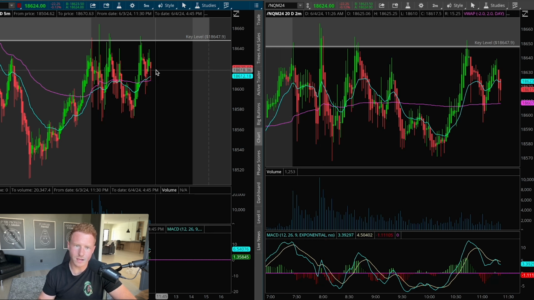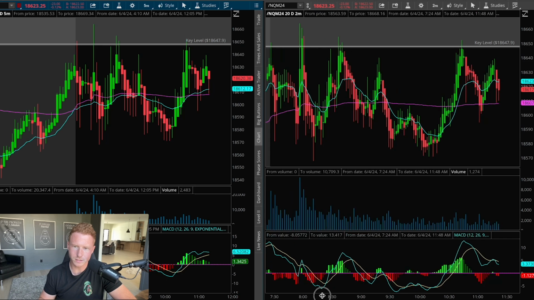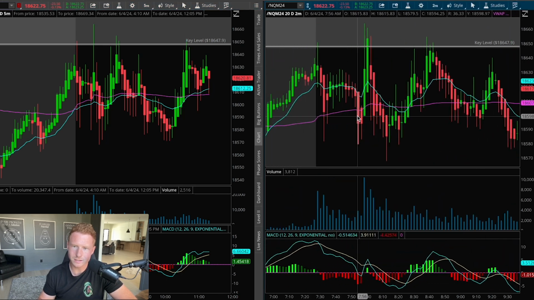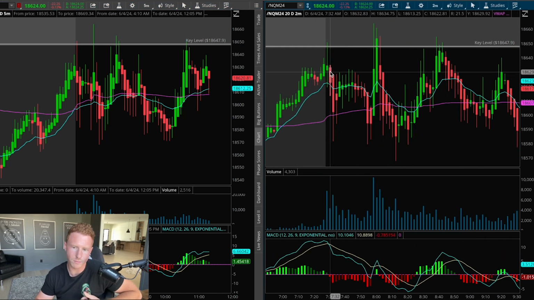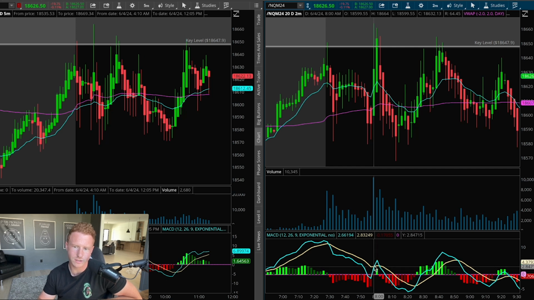So the 5 minutes on my left tells me the trend, right? The 2-minute gives me those confirmations. I'm just going to zoom in here. As you can see, when the market first opened, I'm only looking for longs. First thing I need to see is this MACD cross. I need this to turn from red to green, and I need the blue line to cross the yellow. The only time we did that right here was when we got this huge buying.